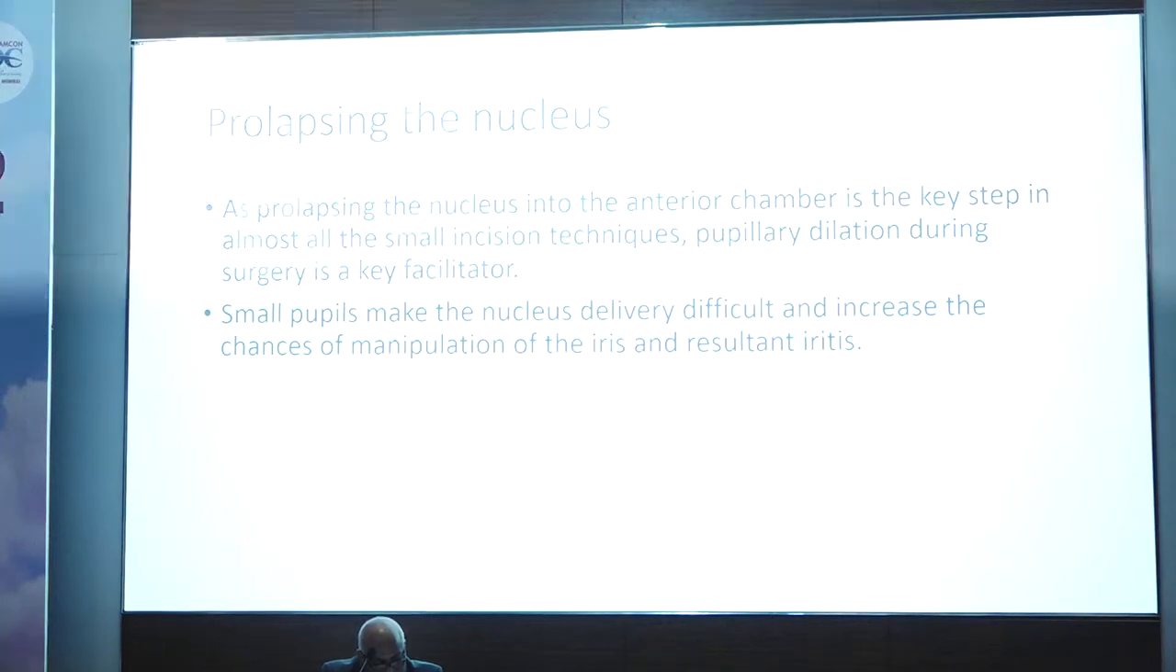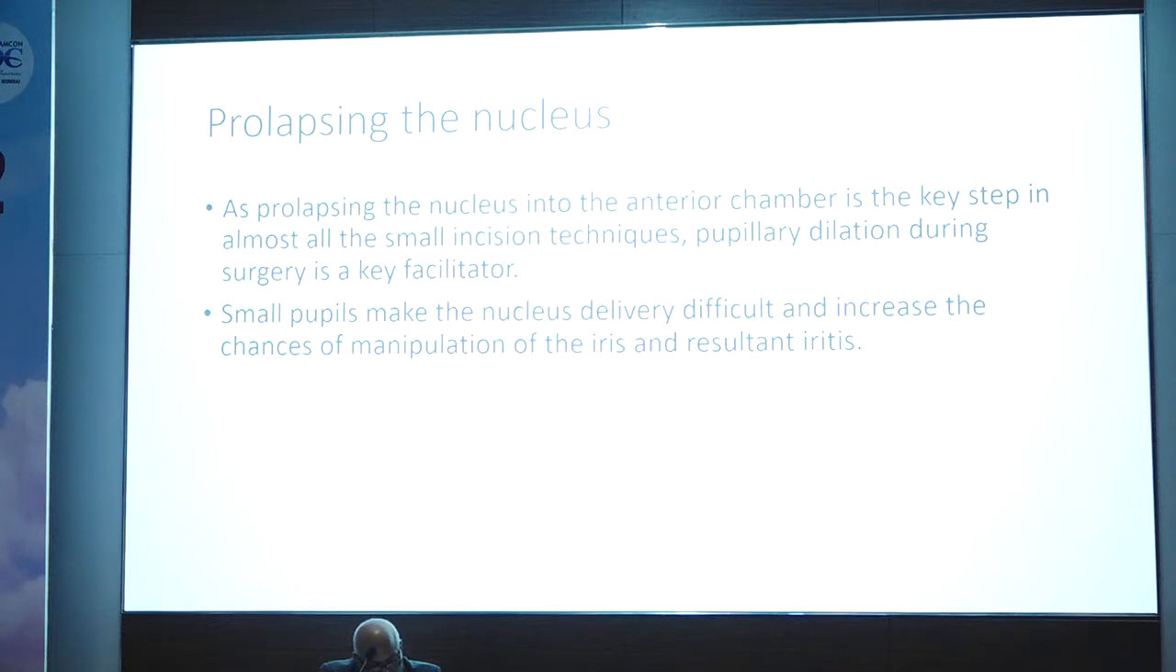In SICS, there are actually two places only where we have to have more skill. Even in phaco or in any cataract surgery, we need a good tunnel, we need a good CCC. That is now a norm, a prerequisite that all of us have to do. Here, prolapsing the nucleus into the anterior chamber is the key step in almost all SICS techniques, and that is why having a well-dilated pupil is very, very important.